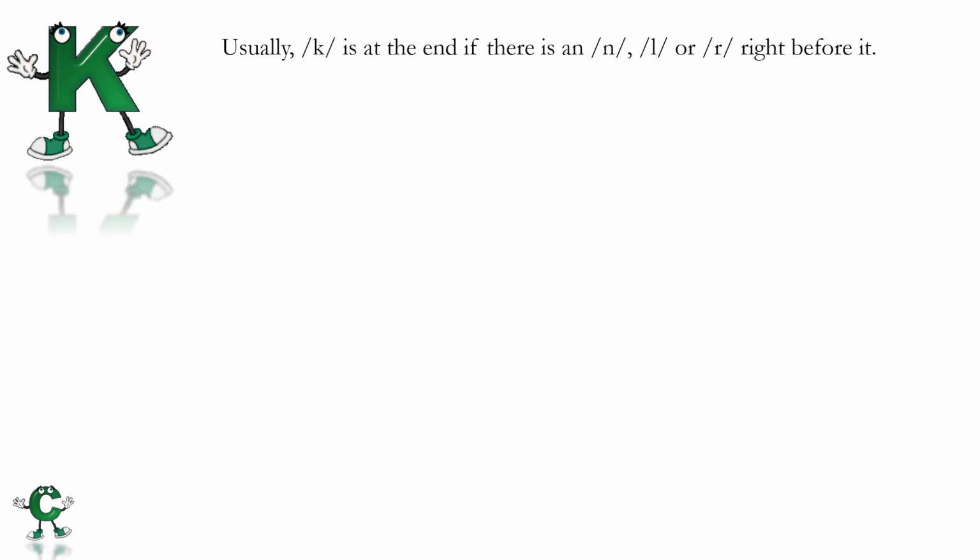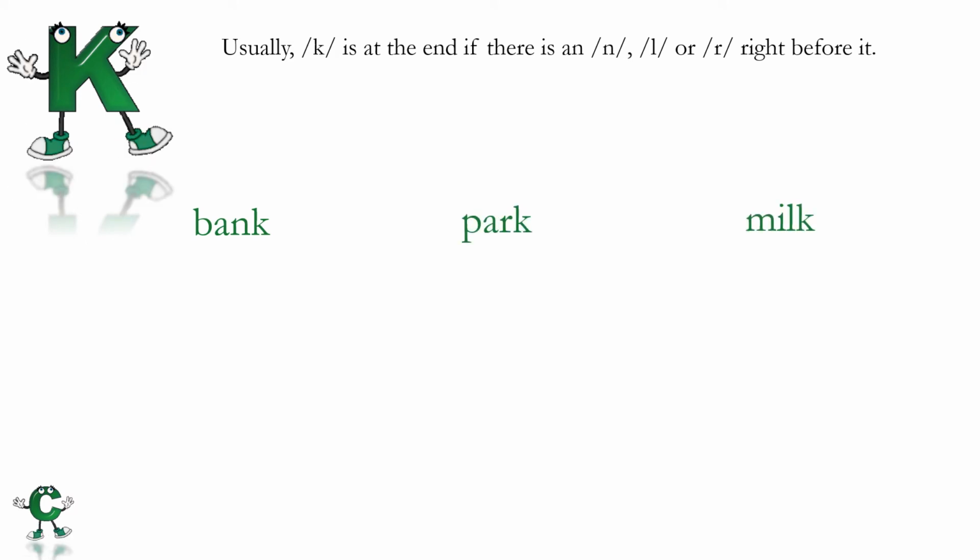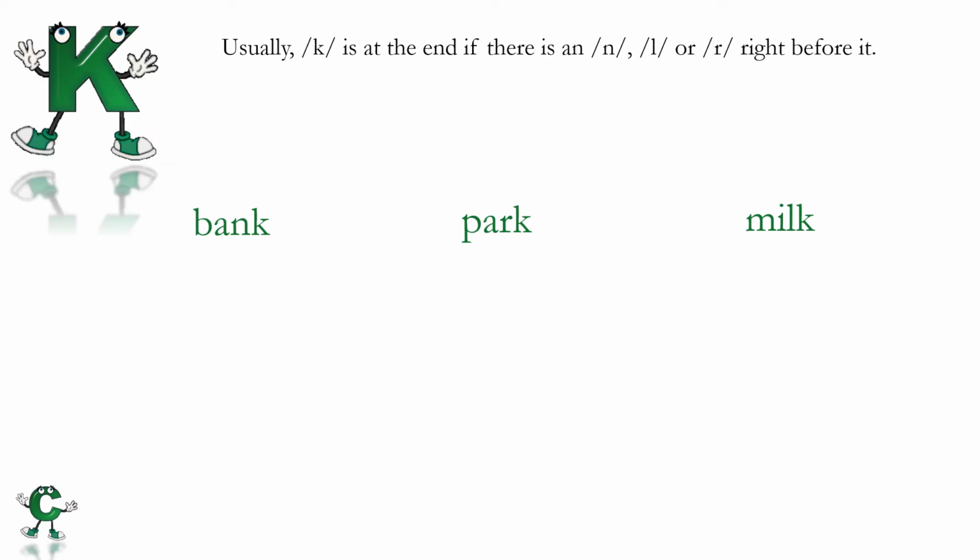Now let's talk about K. Well, usually K is at the end if there is an N, L, or R right before it. That's pretty important. Remember how C had the I before it, like magic and tragic and sonic? Well, K, if it's at the end of the word, is going to have an N, an L, or an R right before it. So you'll get words like bank and park and milk. See that? All of these words have a K at the end, but right before the K, you have an N, an R, or an L. Okay, so we've got our rule for C and our rule for K.